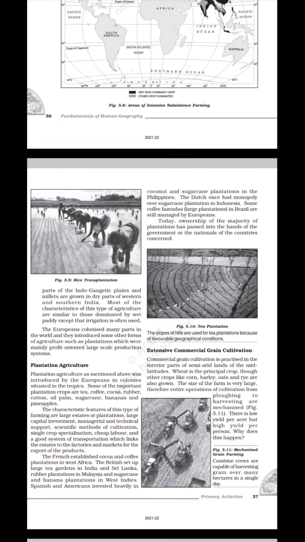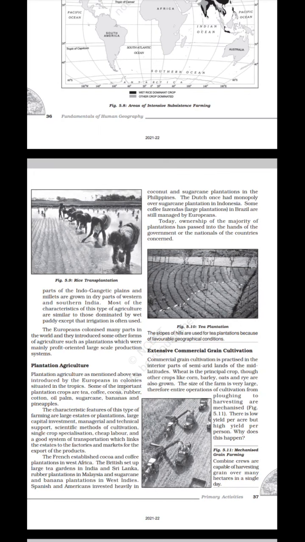Plantation agriculture, as mentioned above, was introduced by the Europeans in colonies situated in the tropics. Some of the important plantation crops are tea, coffee, cocoa, rubber, cotton, oil palm, sugarcane, bananas, and pineapples. Take a look at figure 5.9, rice transplantation. Take a look at figure 5.10, tea plantation. The slopes of hills are used for tea plantations because of favorable geographical conditions. Take a look at figure 5.11, mechanized grain farming. Combined crops.